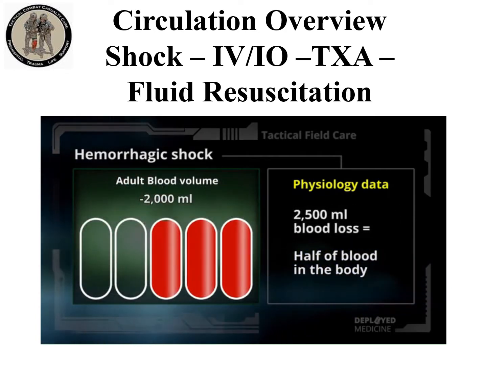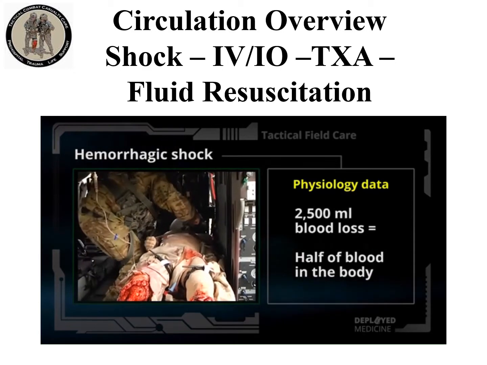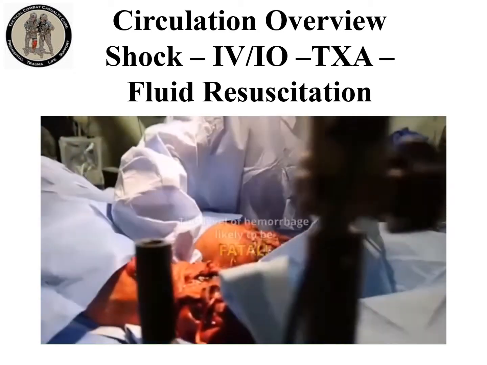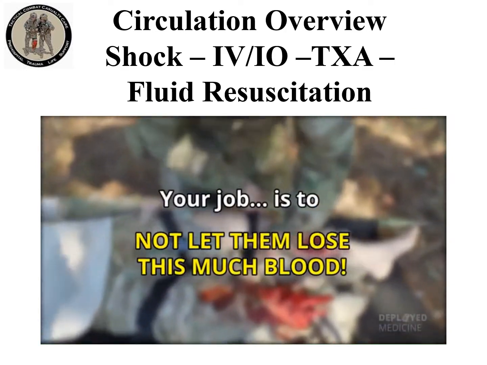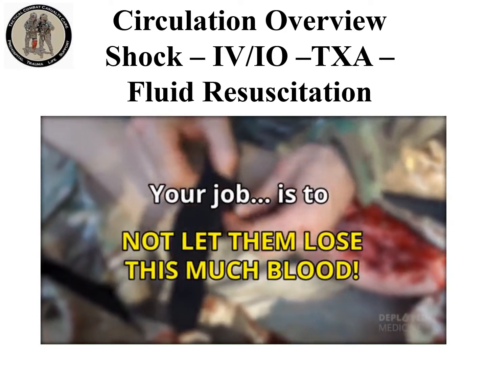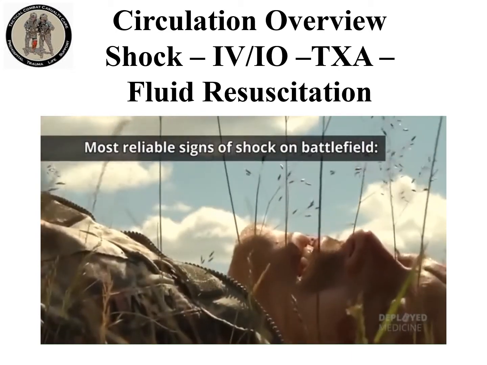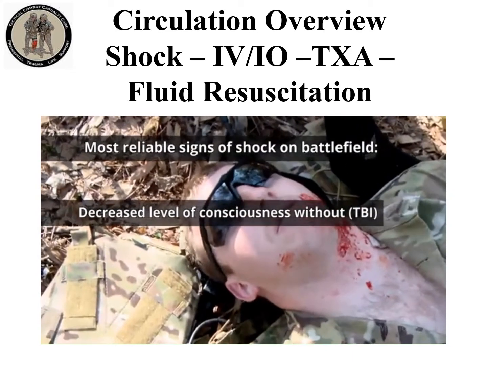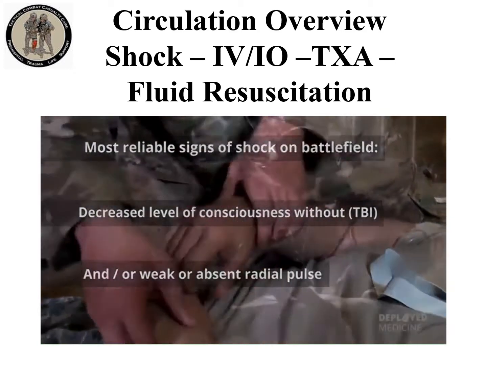With continued blood loss, the casualty has now lost 2,500 milliliters, or half of the blood in his or her body. This level of hemorrhage is likely to be fatal. Your job is to not let them lose this much blood. Remember, the most reliable signs of shock on the battlefield are a decreased level of consciousness without TBI and/or a weak or absent radial pulse.